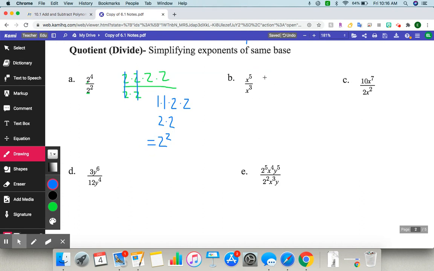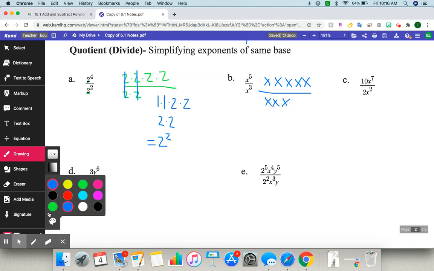In part B, we have 5 factors of x divided by another 3 factors of x. So how many pairs of x divide out? Well, 1, 2, 3, leaving us with x times x, aka x to the second power.